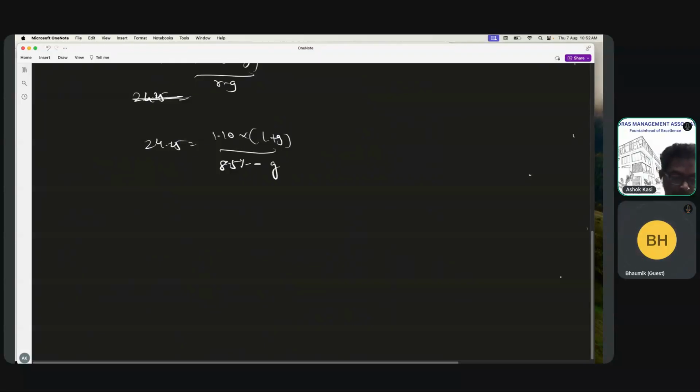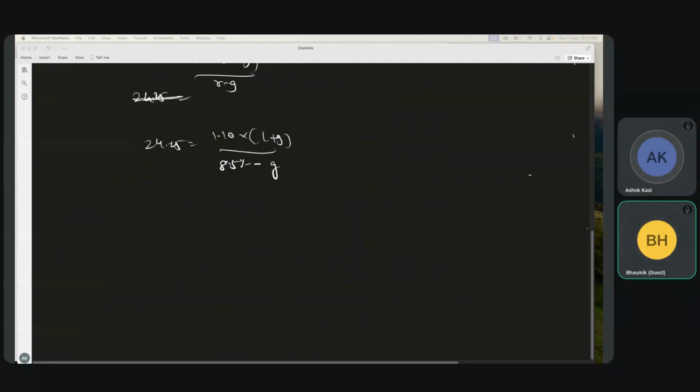Sir, I got 25.35 G is equals to 0.961. After that, I'm multiplying or dividing, but the answer is not matching with this. 25.35 G is equals to that equation that the book is getting. I'm getting that, but the answer is not matching with it.